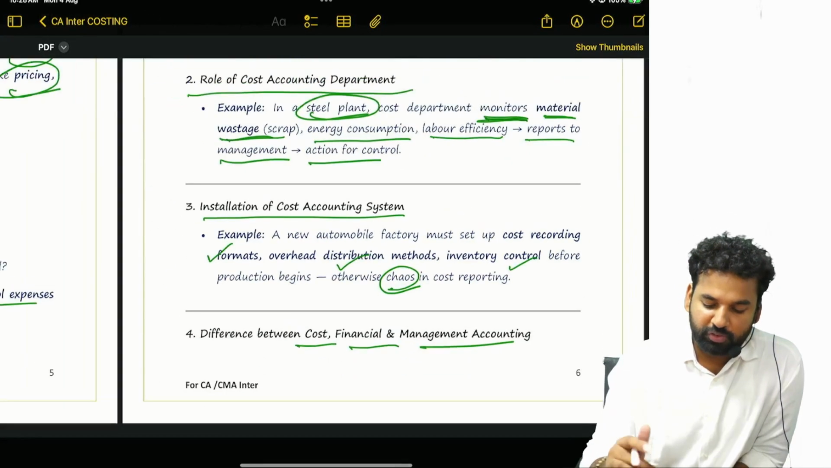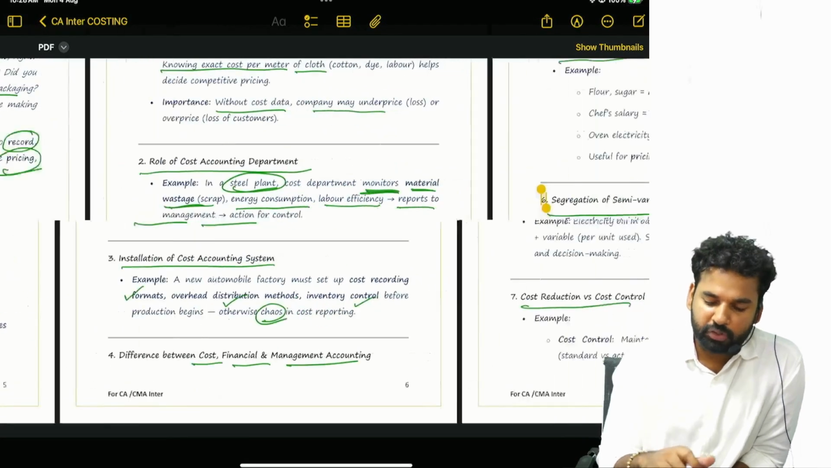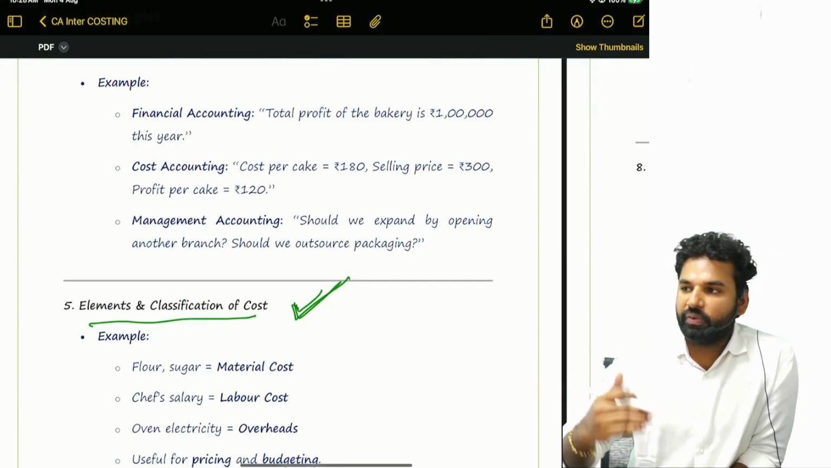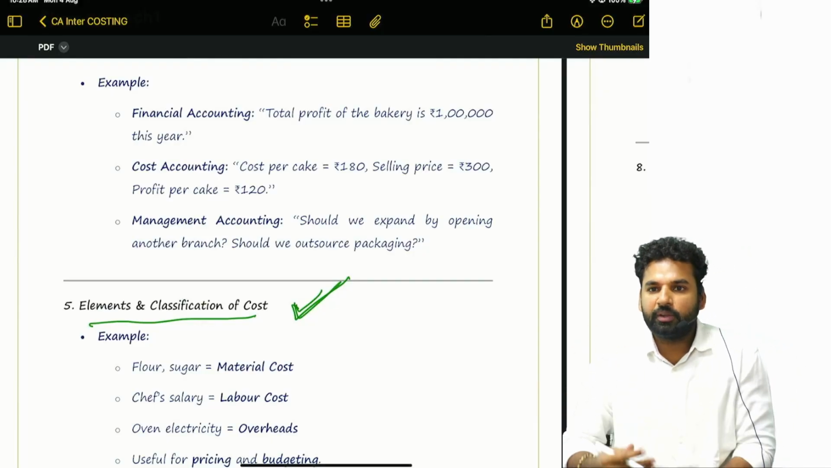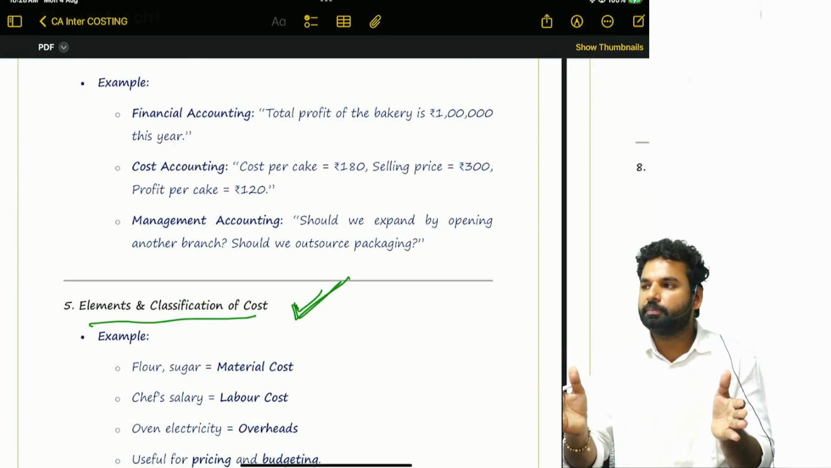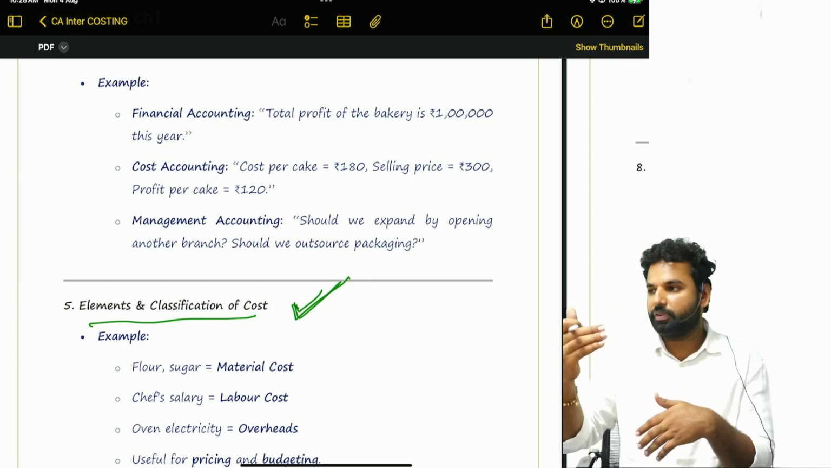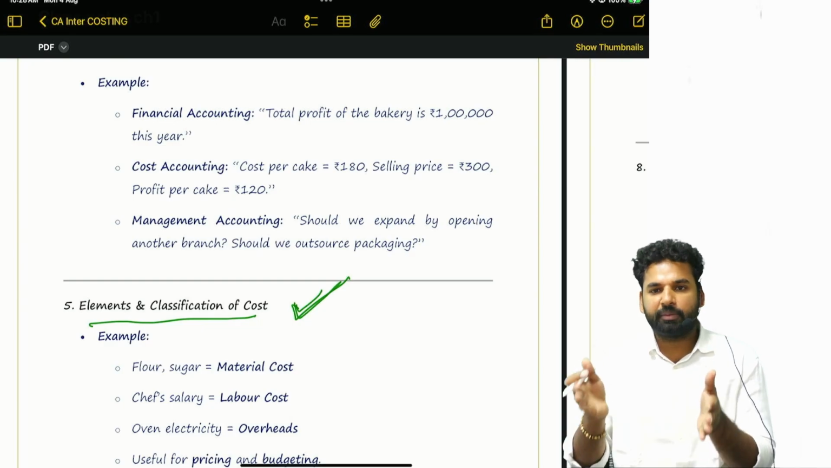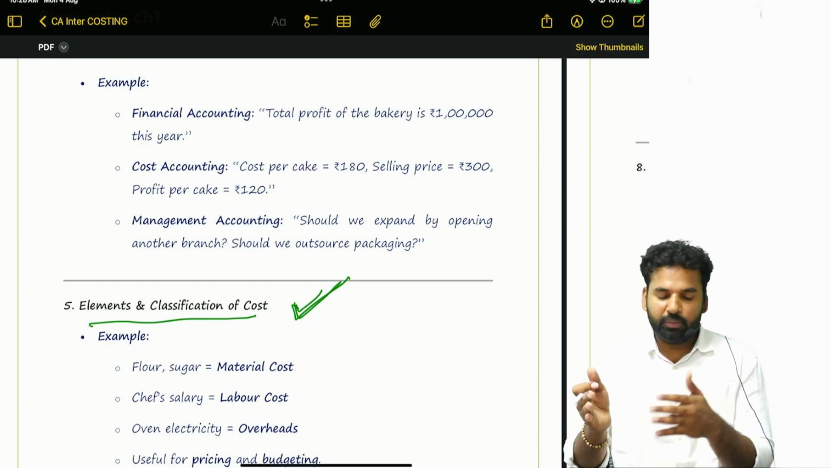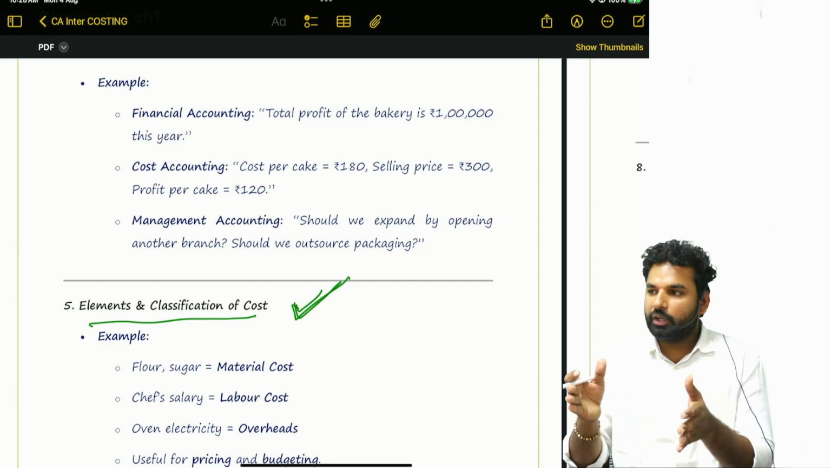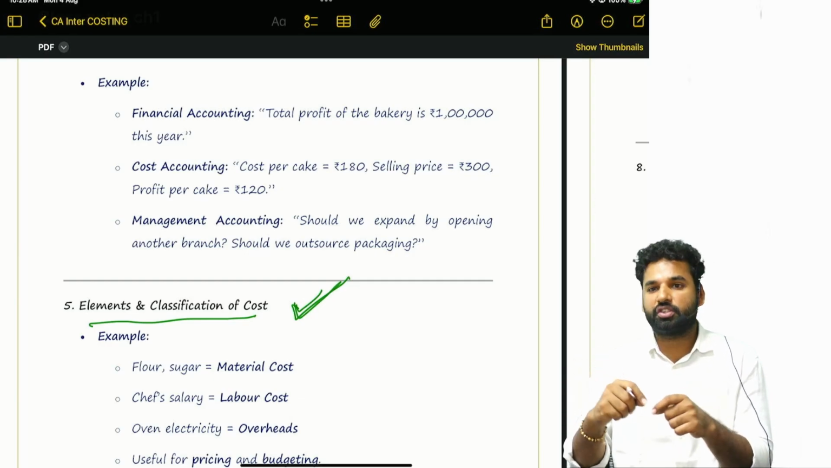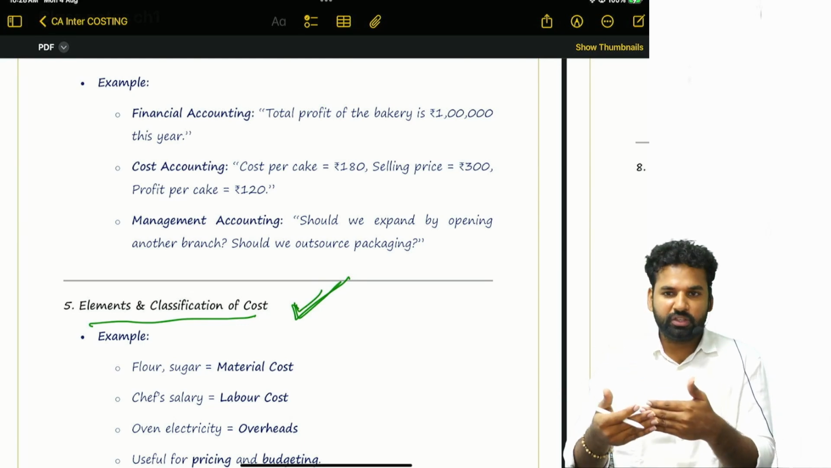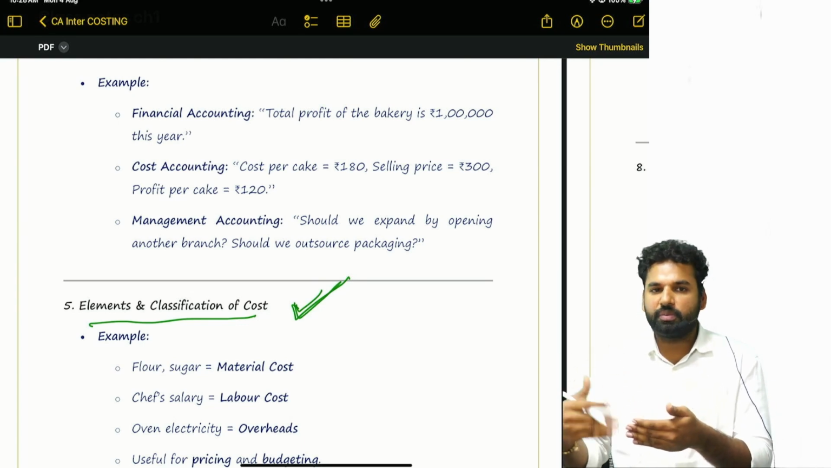Now, difference between cost, financial, and management accounting. Financial accounting shows the entire financial performance for a particular financial year or period. Cost accounting means per unit cost, per unit selling price, per unit profit. Management accounting means making decisions based on the cost records and financial records, based on the cost data.